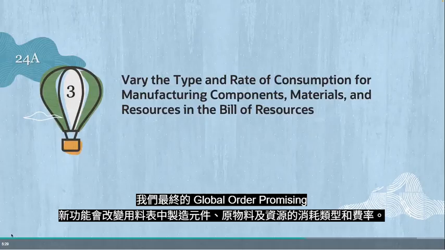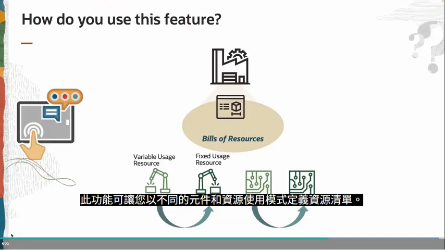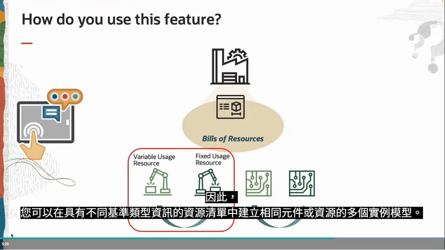Our final Global Order Promising new feature is Vary the type and rate of consumption for manufacturing components, materials, and resources in the Bill of Resources. This feature provides you with the ability to define bills of resources with varying component and resource consumption patterns. As a result, multiple instances of the same component or resource can be modeled in the Bill of Resources with the different basis type information.